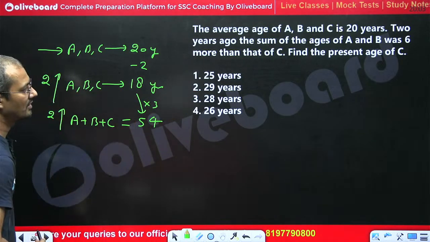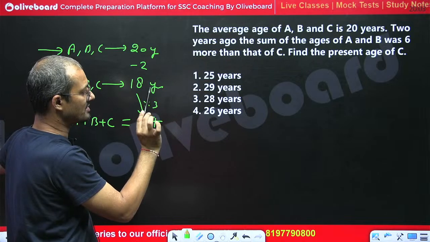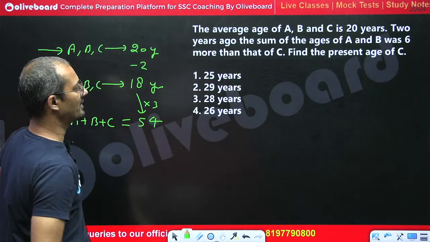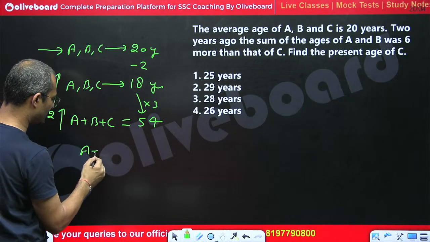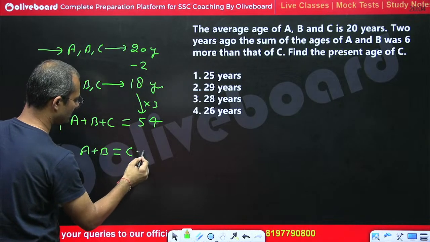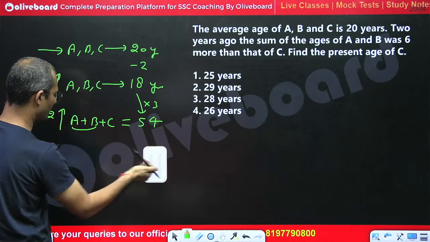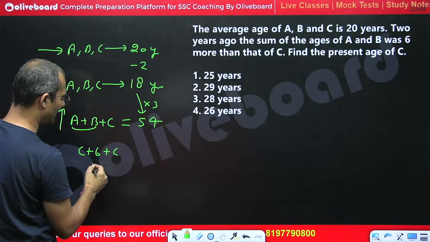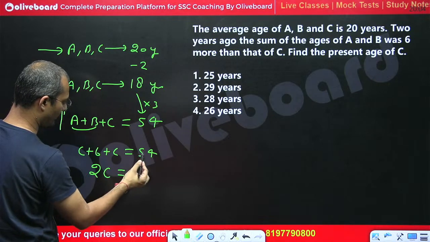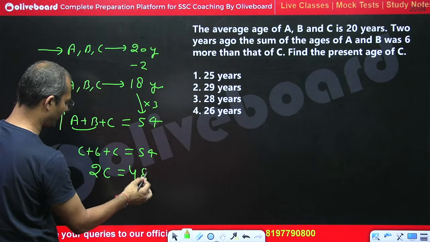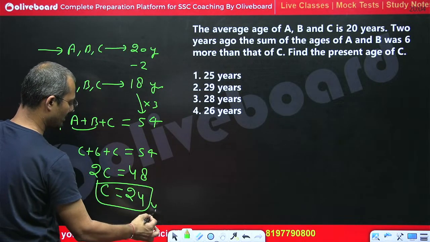Now the question is saying 2 years ago, the sum of A plus B was 6 more than that of C. It means that A plus B is equal to C plus 6, right? So we can put C plus 6 in place of A plus B. So we can say that C plus 6 plus C is equal to 54. So the value of 2C would be equal to 54 minus 6, so this would be equal to 48, right? So the value of C would be 24, and this is 2 years ago.